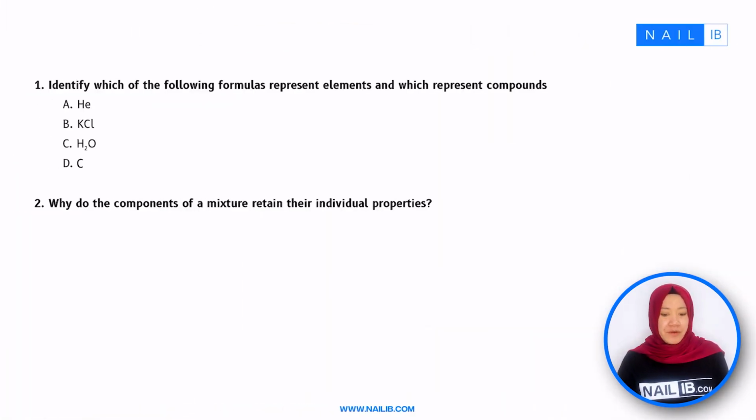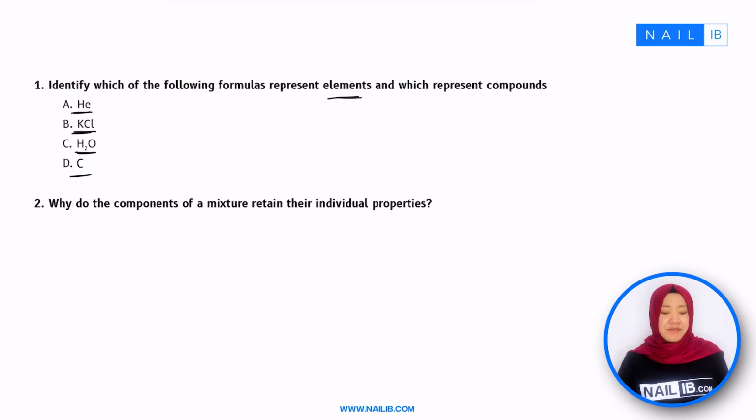Identify which of the following formulas represent elements and which represent compounds. The ones that represent elements, obviously, are carbon and helium. You can find them in the data booklet as helium itself and carbon itself. But compounds are KCl and H2O. It's a combination of potassium and chlorine, and this one of hydrogen and oxygen.